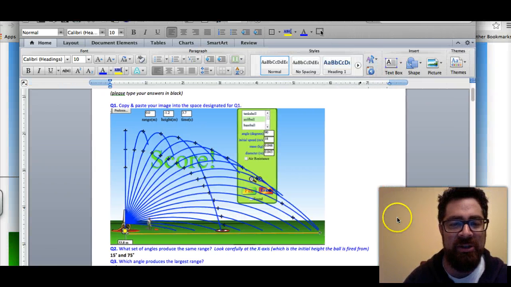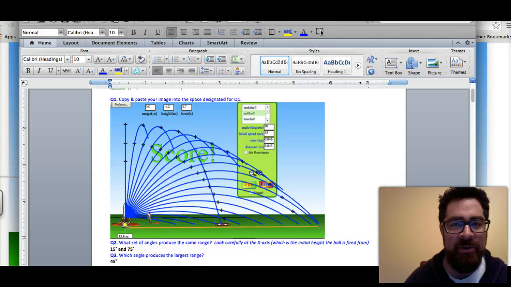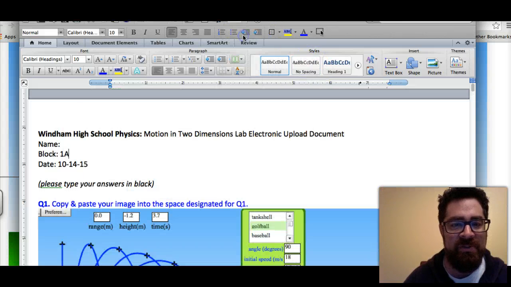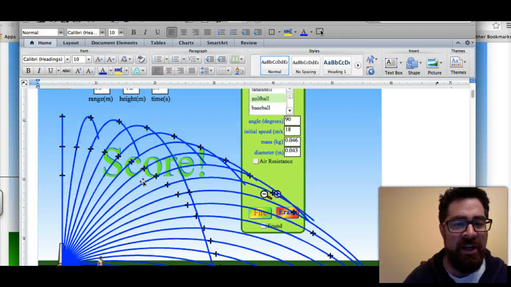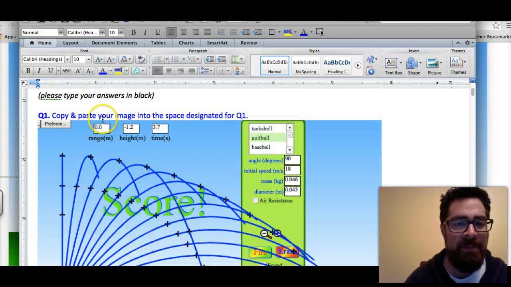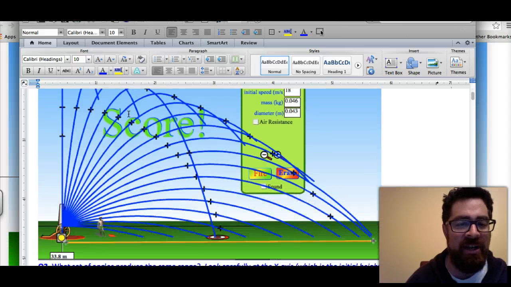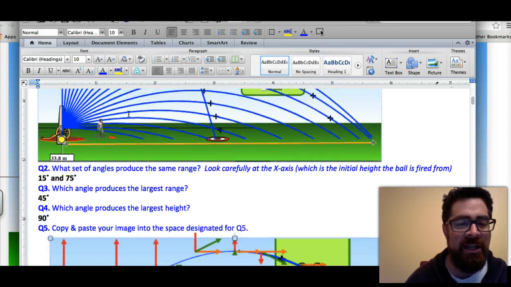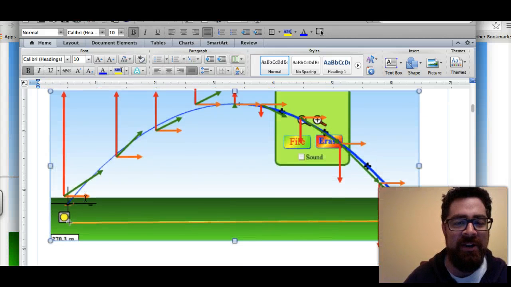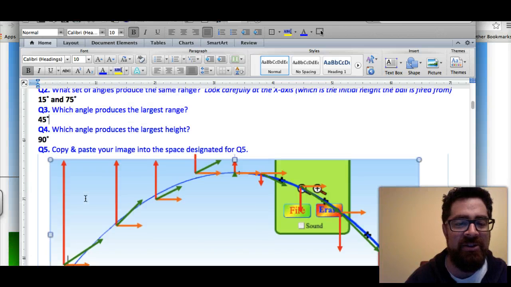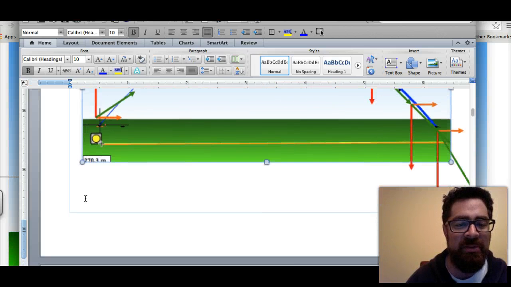Here are some student results from that particular lab that was assigned. So in this particular case, the student was asked about which specific angles produce the same ranges, and they were able to copy and paste the image from that website simulation here and answer some of those questions, as well as the largest range, etc., etc. Here specifically we see that vectors have been drawn as instructed in the pre-lab.